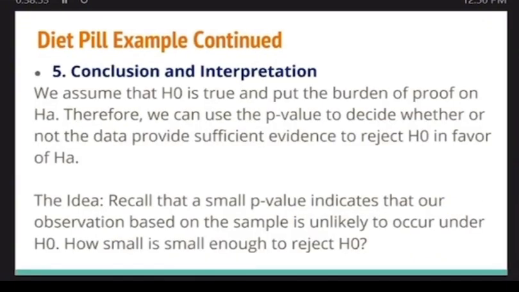We assume that H0 is true and put the burden of proof on that. Therefore, we can use the p-value to decide whether or not to reject. So now we have already rejected. Is there any question on that? Go ahead.